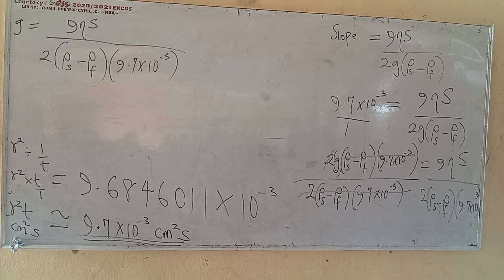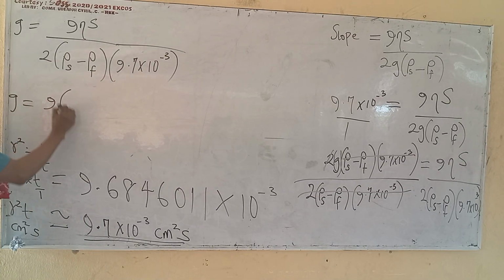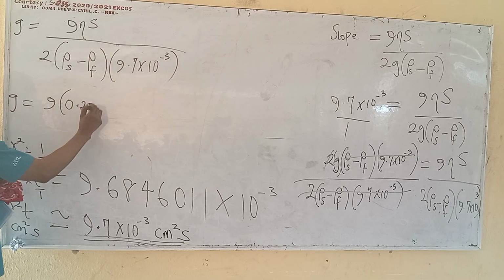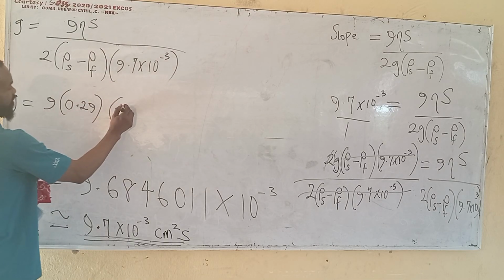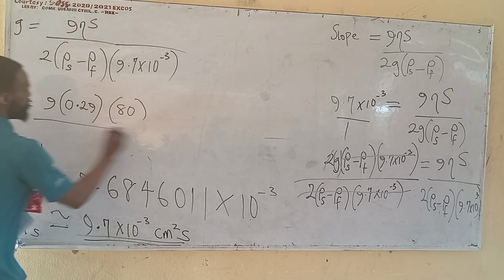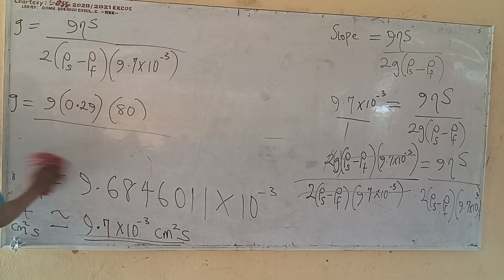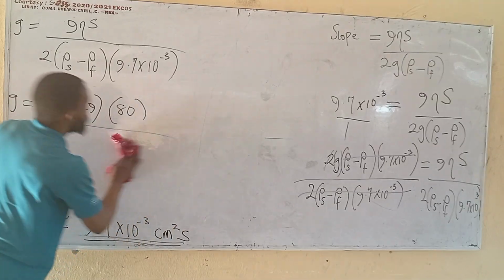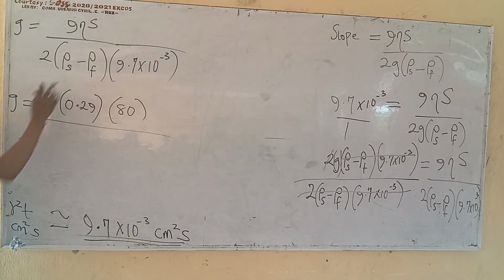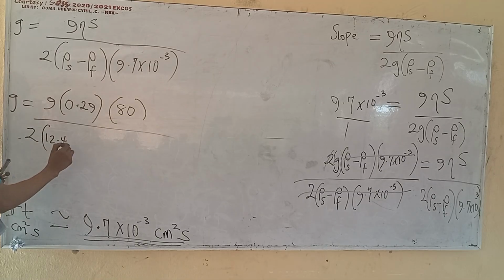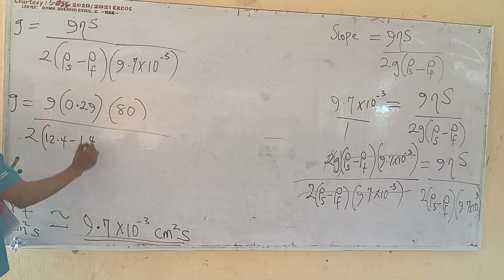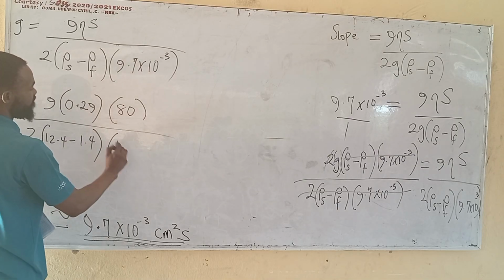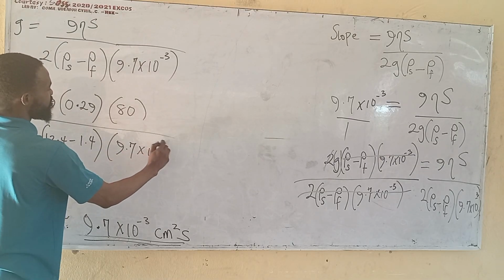Okay, so now at this junction, shall we check? I hope we did not make any mistake. No. Okay, so g will be equal to 9. What did you get as your coefficient of viscosity given to you? 0.29. Okay, the distance is given, all over 2 times, what is this one? 12.4 minus 1.4. Okay, then I have 9.7 times 10 raised to the power minus 3.